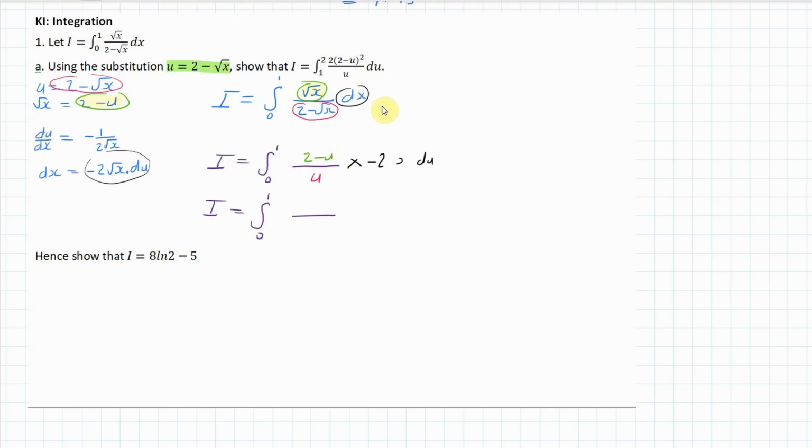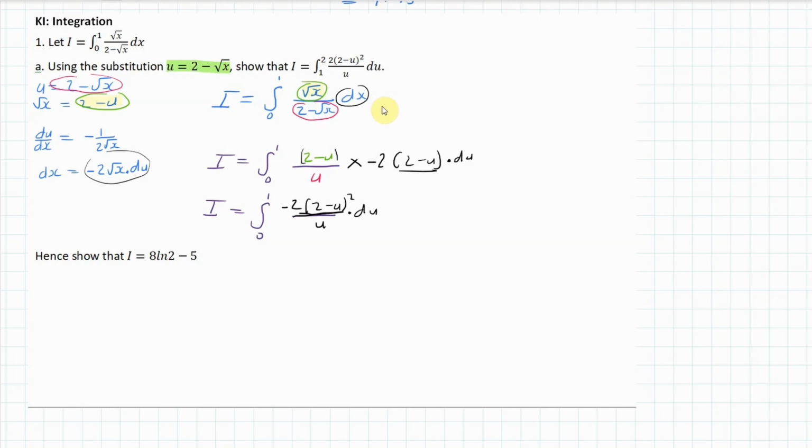This bit here, negative 2 times square root x. Well, we know what square root x is anyway, don't we? Square root x is 2 minus u. So you can see that this 2 minus u and this 2 minus u will end up giving us 2 minus u all squared. We can have this negative 2 du u. And you can see that we're pretty close to what we need to have at this stage.